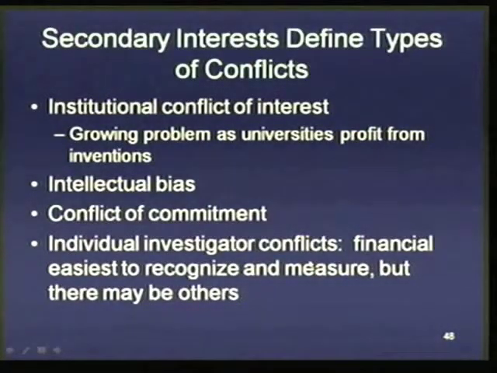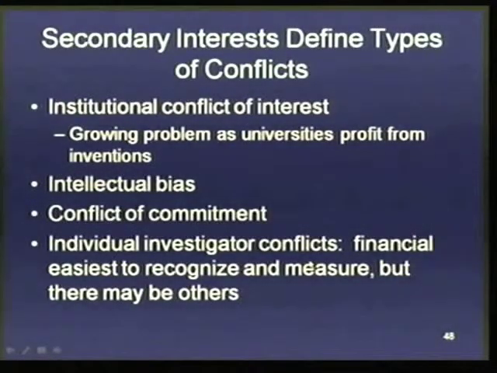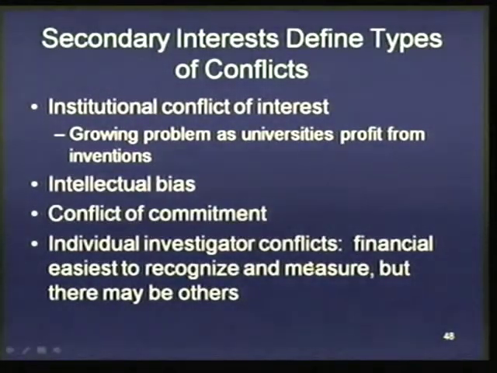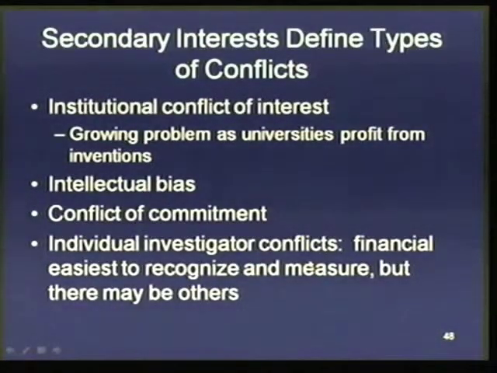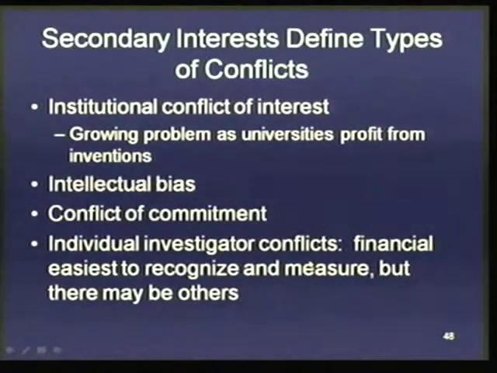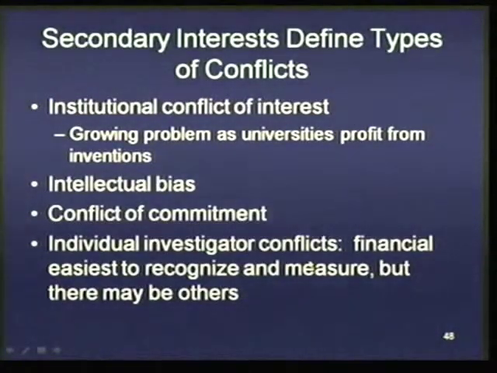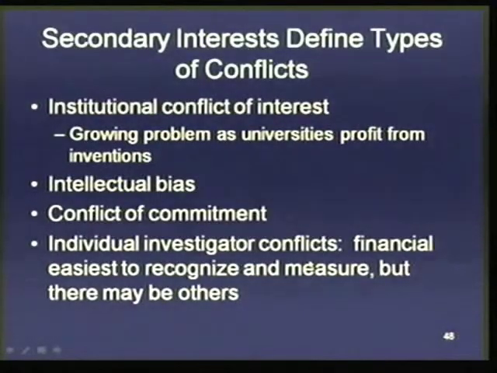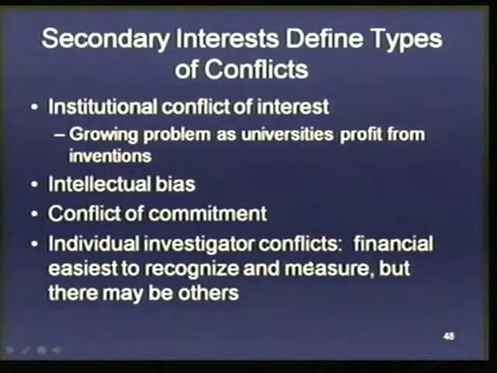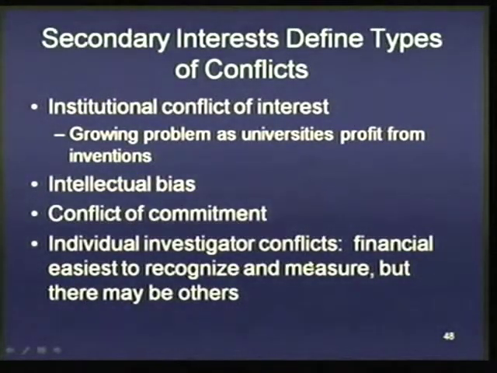So institutions now, because of this, have developed ways of regulating the conflict of interest. And this is a growing problem because we are all directed to commercialize our inventions. We as faculty and our universities want to see patents come out and have those patents get licensed to bring the university money. So we have financial conflicts of interest as well as intellectual bias and also conflicts of commitment.